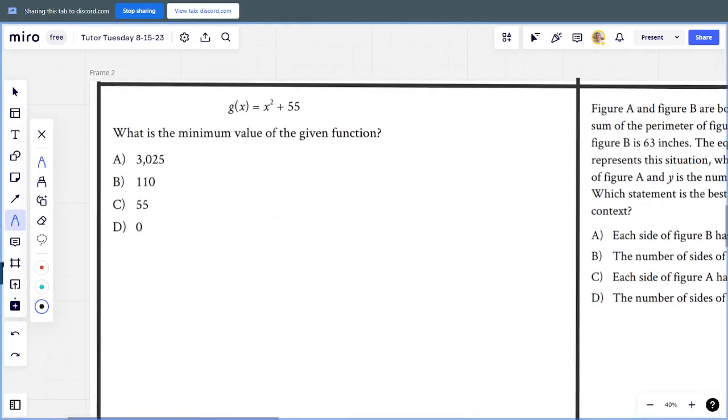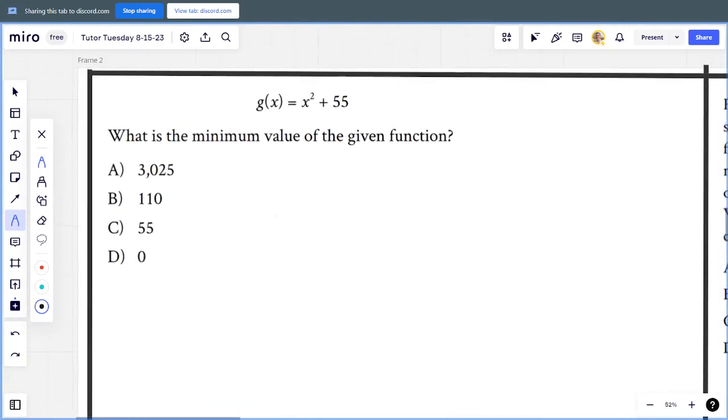Okay. So our first warm-up question, this is from the digital SAT. What is the minimum value of the given function? Let me paste it into the chat just in case. Right here.